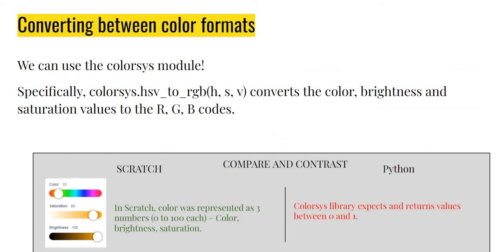Thankfully for us, there's a module called colorsys which can help us convert between these two. So this is what we are going to use. We are going to use this colorsys module to convert between HSV and RGB. Now, one thing to remember is that unlike Scratch, where the numbers are 0 to 100, colorsys expects values between 0 and 1. Now, this is not a problem. It's just, the normalization is different.